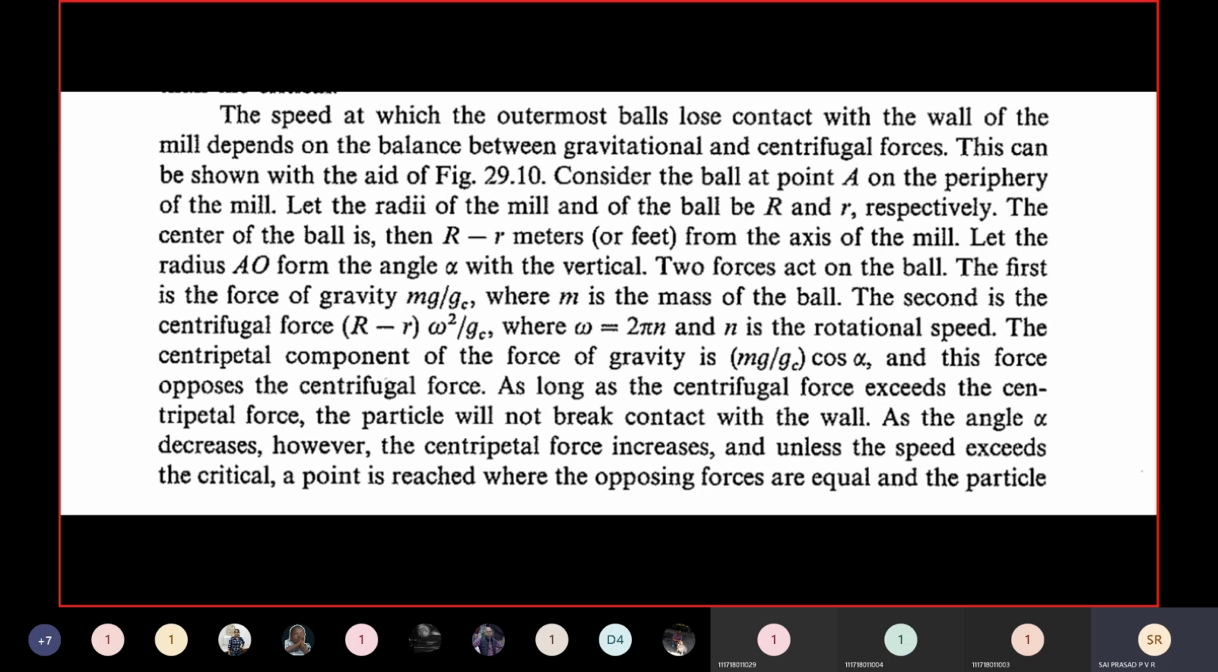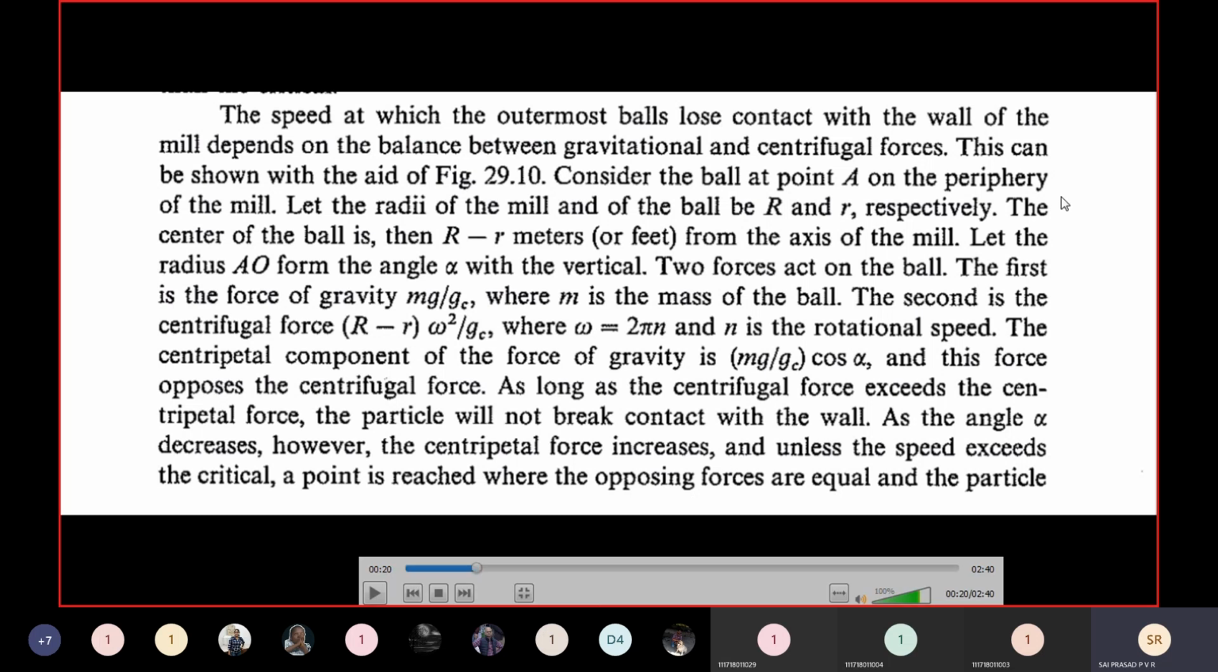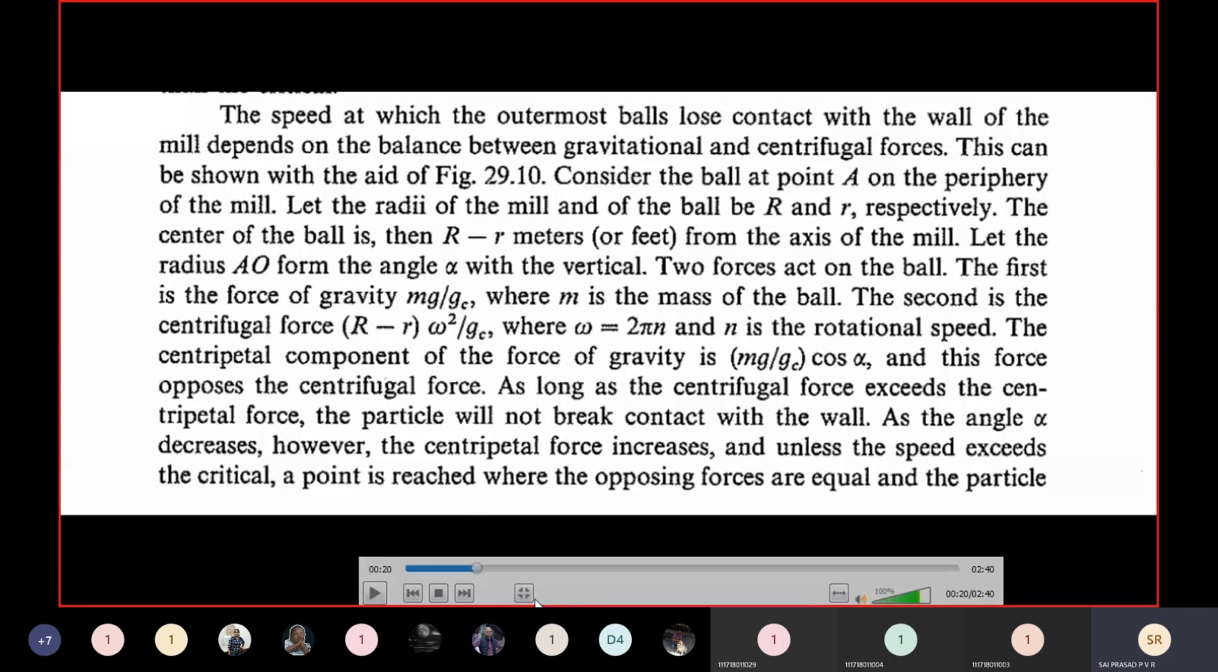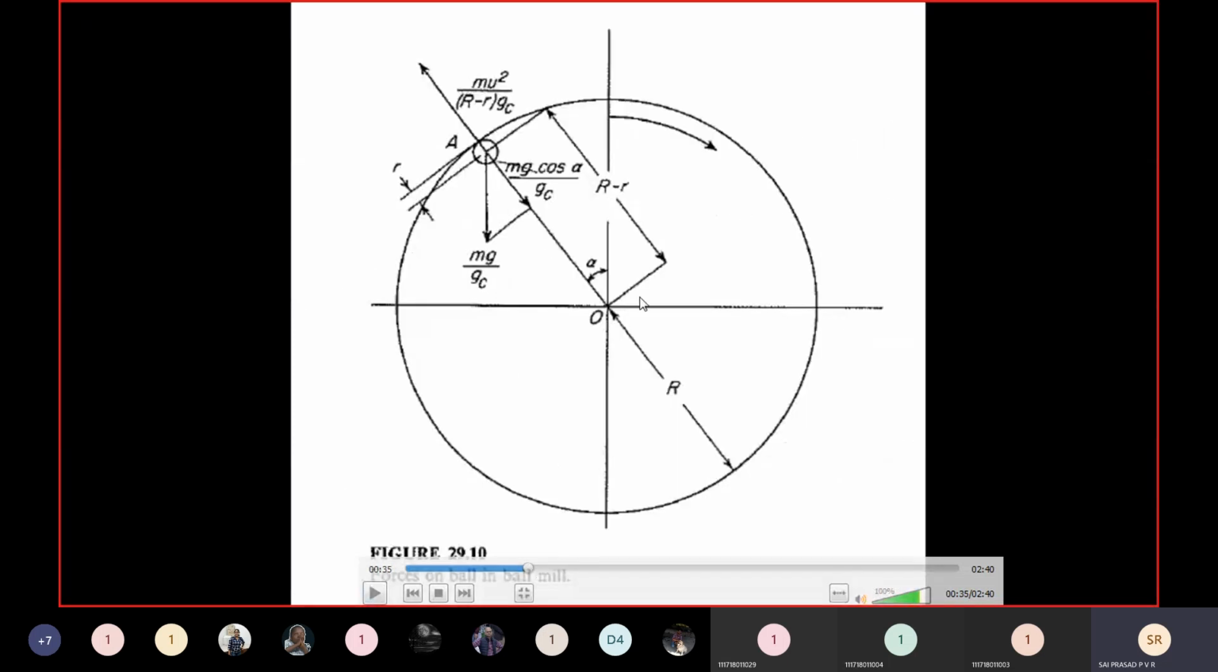And today we are going to see a formula for estimating the centrifugal force of a ball mill. This can be shown with the aid of a diagram which is shown in the next slide. Okay, I'll show you the diagram first. So this is the circle, where the radius is R. That is the radius of the cylindrical portion of the ball mill. And here we have a small grinding medium which is present at an elevation.